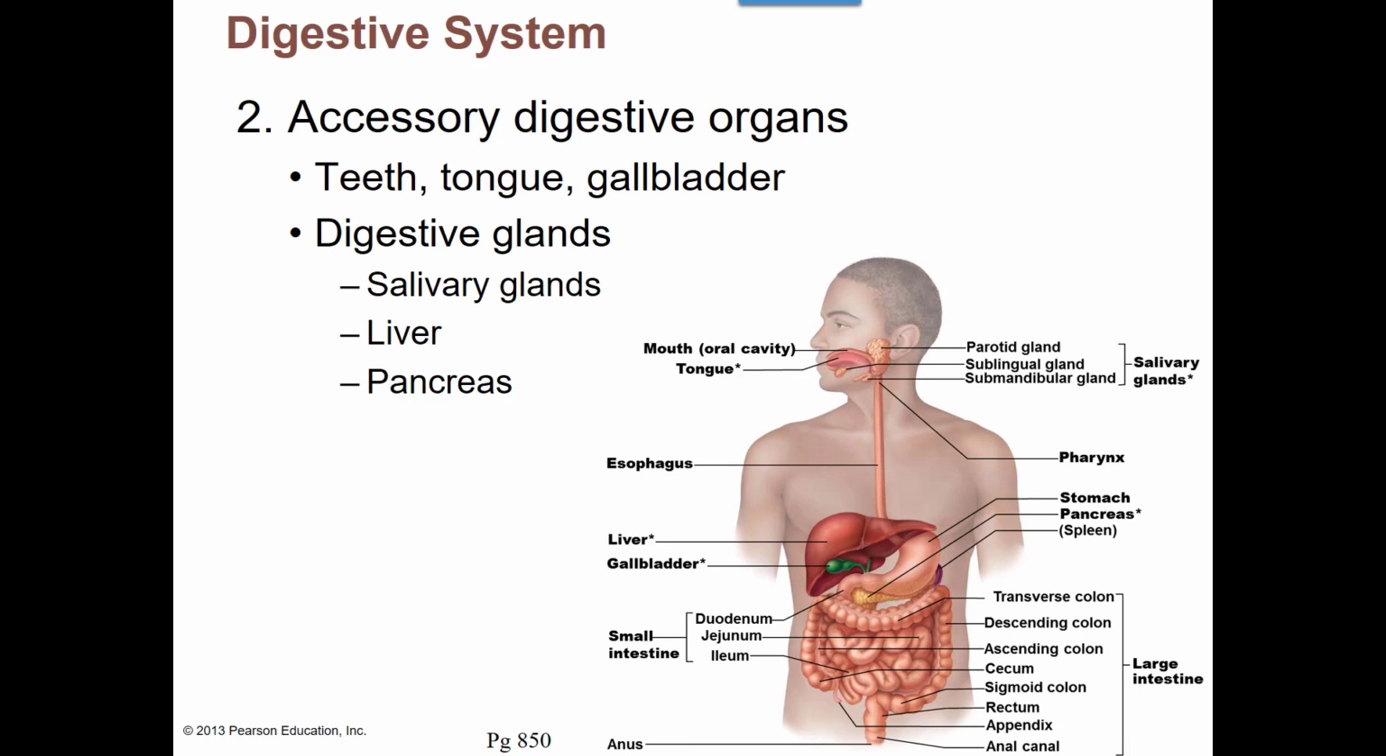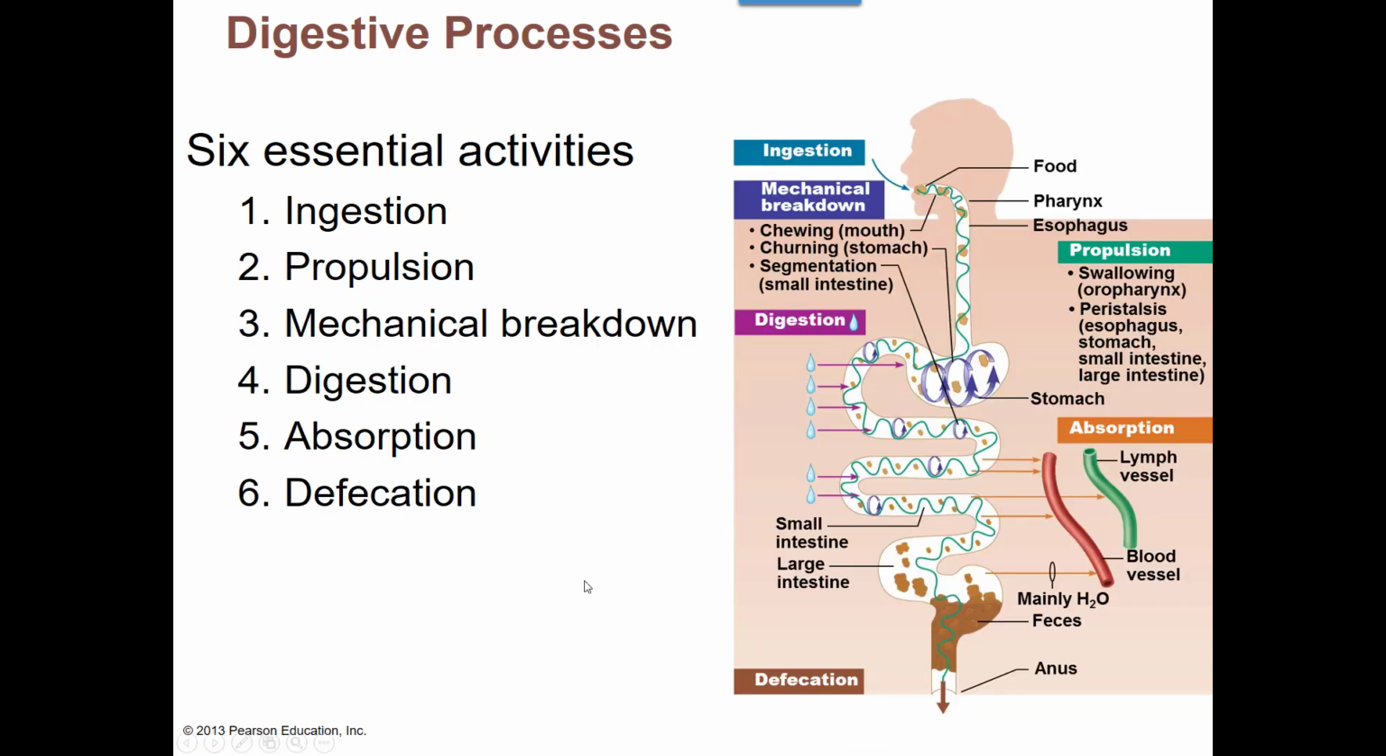Now, our six essential functions or activities that our digestive system does. One is ingestion, which means we are getting food into the mouth, we're bringing it in. Propulsion means we're moving food through the digestive tract. That goes from swallowing all the way through what's known as peristalsis, kind of the squeezing of the food through the digestive tract. We have mechanical breakdown.